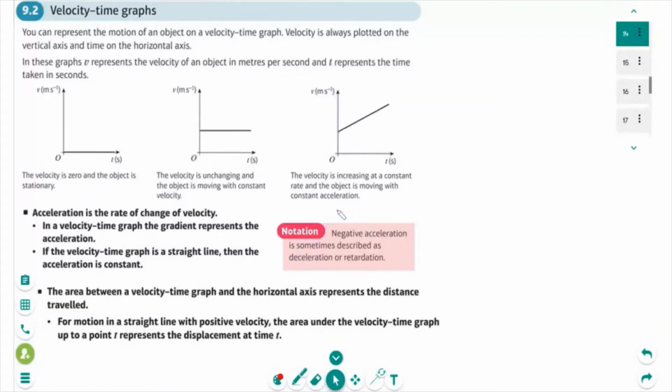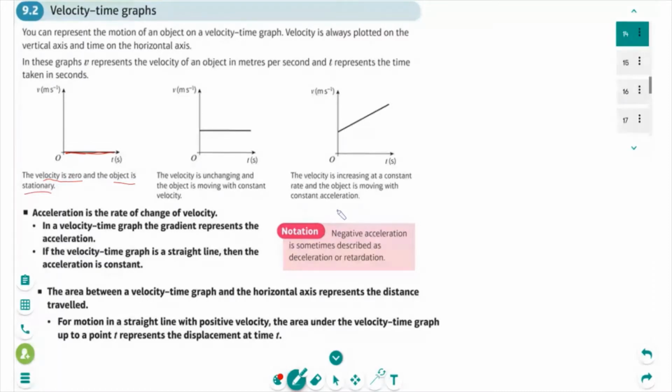Velocity time graphs. If you do physics, this should be familiar to you. Velocity is on the y-axis, time on the x-axis. On this diagram, there's actually a line over here. That line represents an object traveling over time with velocity 0. Obviously, if the velocity is 0, then the object is not moving. If the object is not moving, we say the object is stationary.